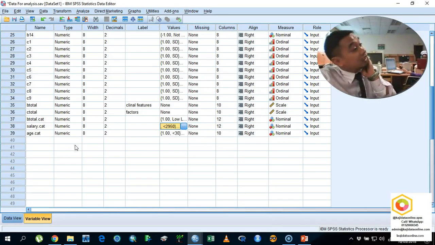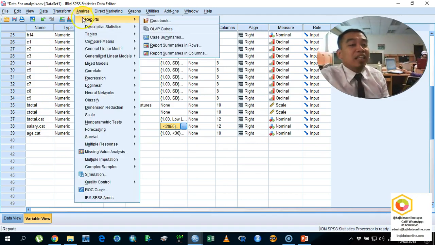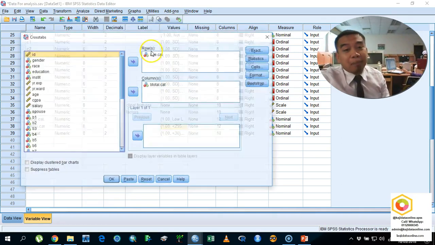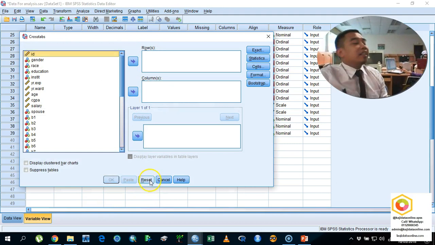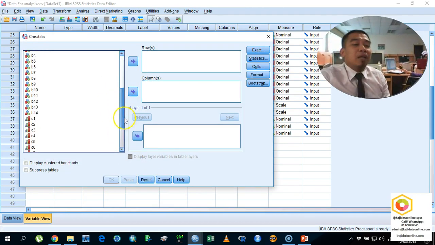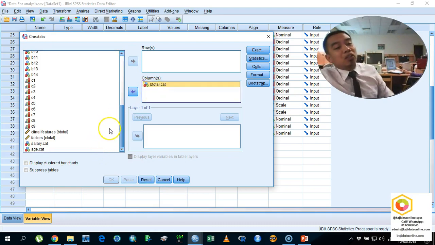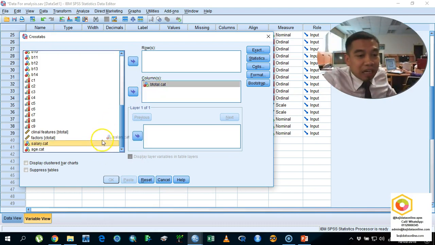The hypothesis. Your null will be what? There is no significant difference between the proportions of those who are categorized under the salary with those who are categorized under the B total cat, which is your level of awareness on lung cancer. And then the next one, you go to analyze and go to the descriptive statistic and click the Crosstab. Reset first, and then please put your what? This one is what? DV. Your DV is B total.cat, and then please choose your salary.cat.